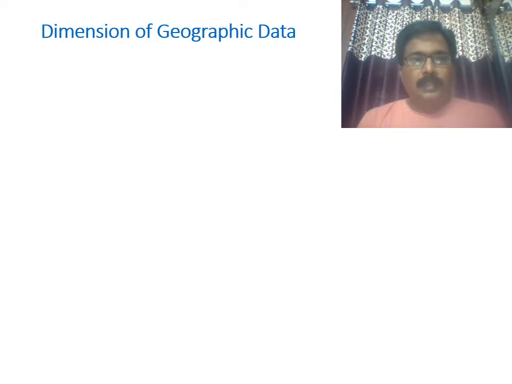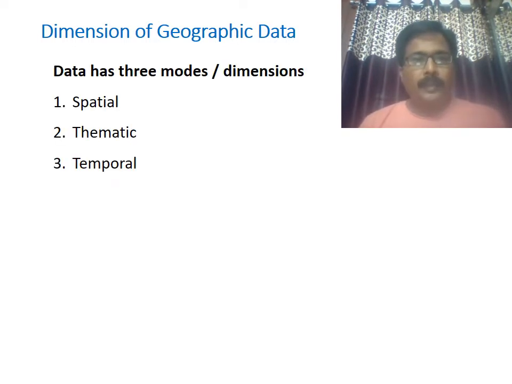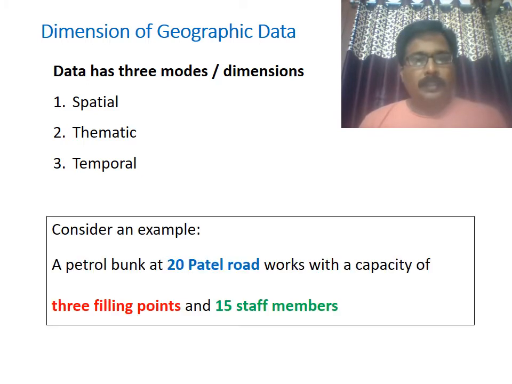So to understand the dimension of geographic data, any data, if you take, it has three modes or dimensions: spatial, thematic, and temporal dimensions. Let us consider an example. A petrol bunk at 20 Patel Road works with a capacity of 3 filling points and 15 staff members.